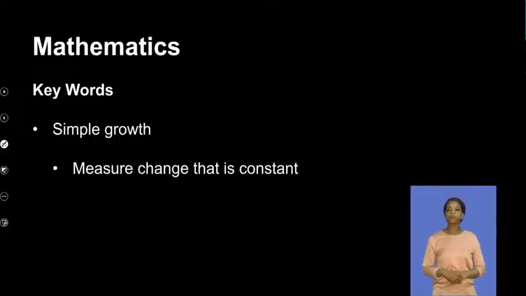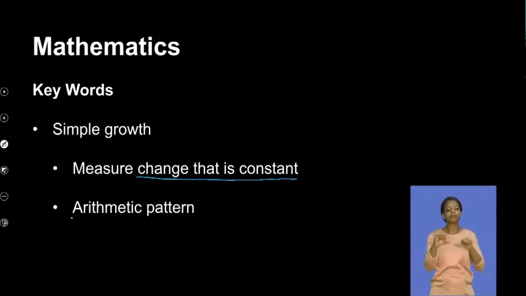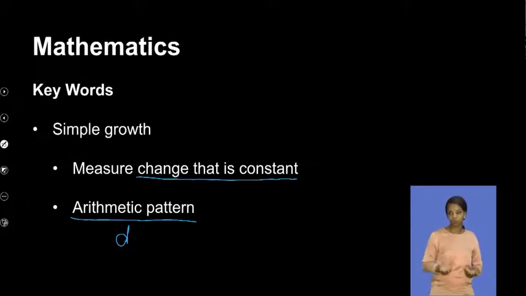Now, you need to measure the change that is constant. So if it's a simple growth, we measure change that is constant. And also, this is linked to an arithmetic pattern, which I know we might be familiar with, where we deal with a d, which means there's a common difference as we are moving from one term to the next.